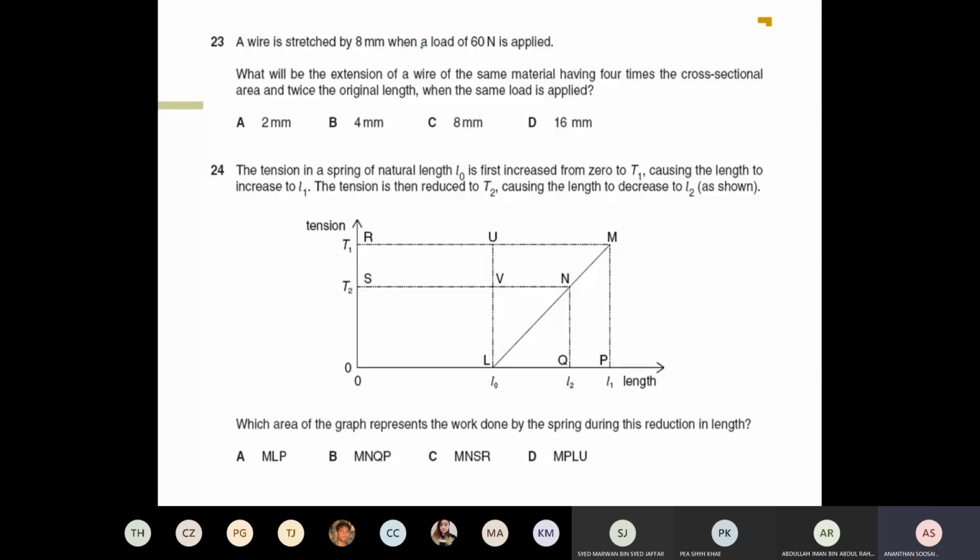The wire stretched by 8 mm and the load is 60 Newton. So the wire stretched by how much? The extension was found to be 8 mm, when applied by what?